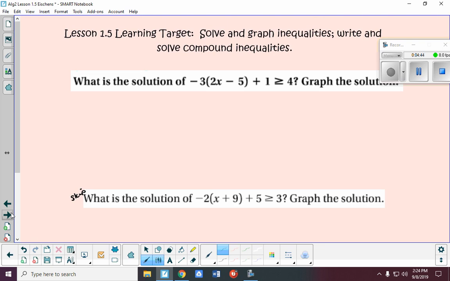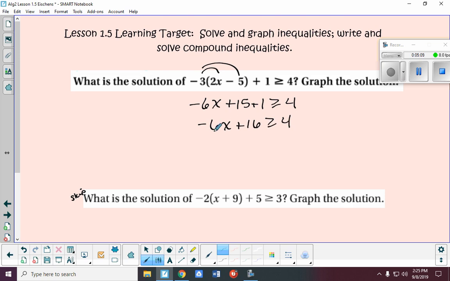All right, here is an inequality, and we're going to solve that. So we have negative 6x if we distribute, plus 15 plus 1 is greater than or equal to 4. We want to simplify the left side, continue simplifying it. So now we're going to combine like terms.